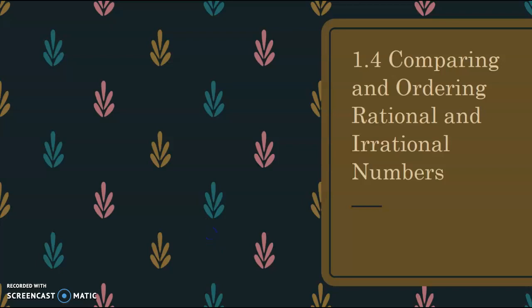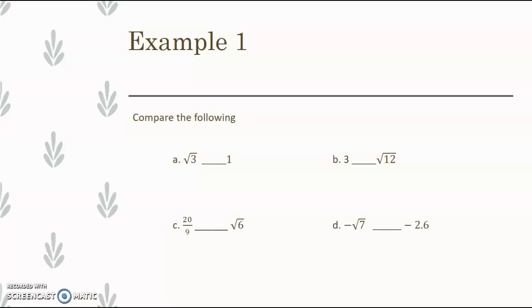Alright, so our last section of chapter 1, we're talking about comparing and ordering rational and irrational numbers. So this is very straightforward. We're going to say whether something is greater than, less than, or equal to, and then we're going to take our rational and irrational numbers and put them in order from least to greatest or greatest to least. Make sure we read directions. So we're going to start by comparing the following.